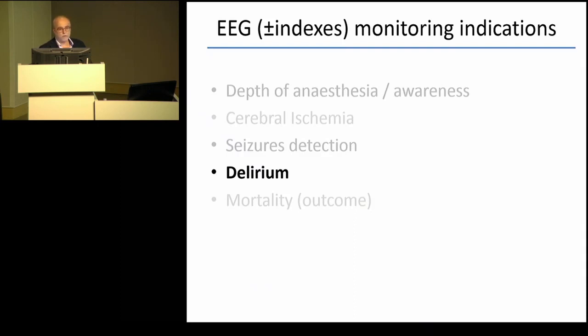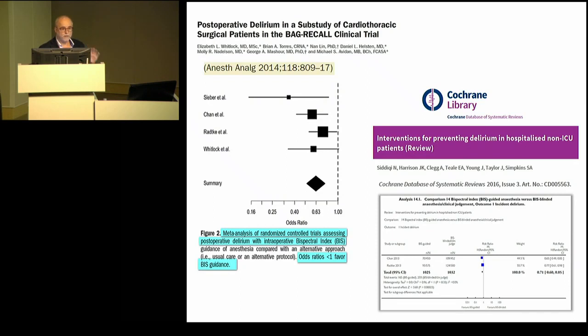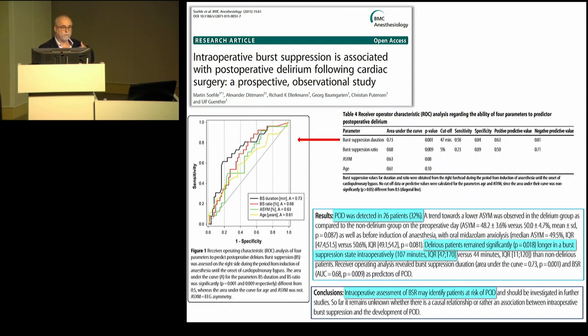And then the delirium. It has already been shown that there is a clear relation between the appearance of delirium and depth of anesthesia. Those are two meta-analyses, with very nice papers already published, showing that if you have deep anesthesia, you greatly increase the risk of delirium in the post-operative period. And it is not just the depth of anesthesia, the low BIS, but also if you have a lot of burst suppression, then the risk of having a severe delirium in the post-operative period is very high.